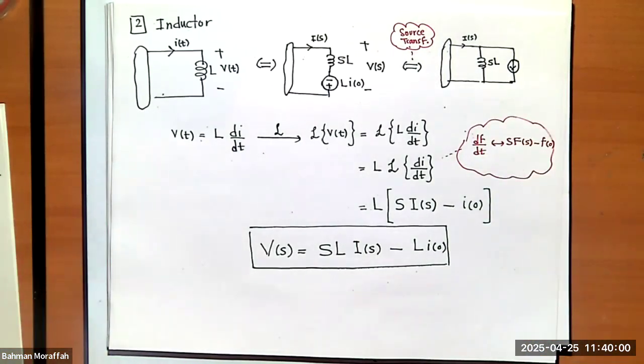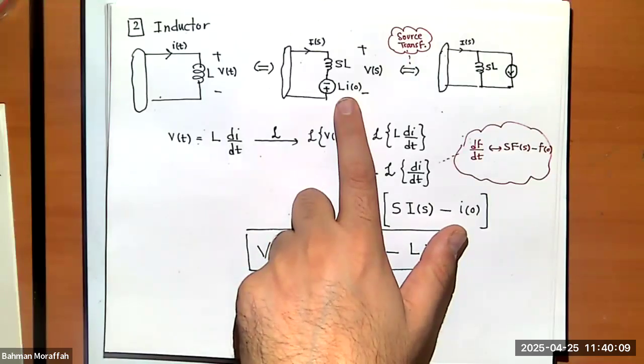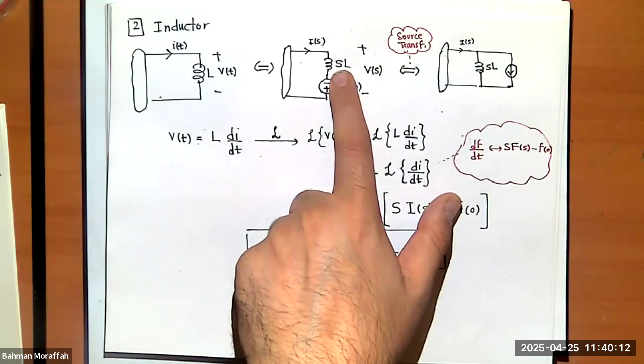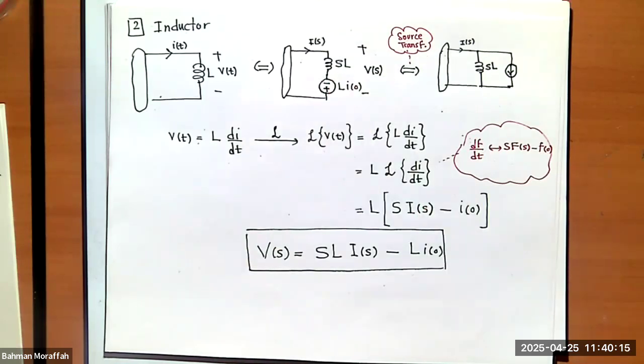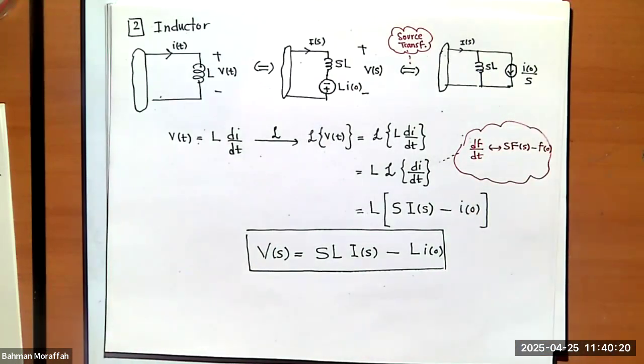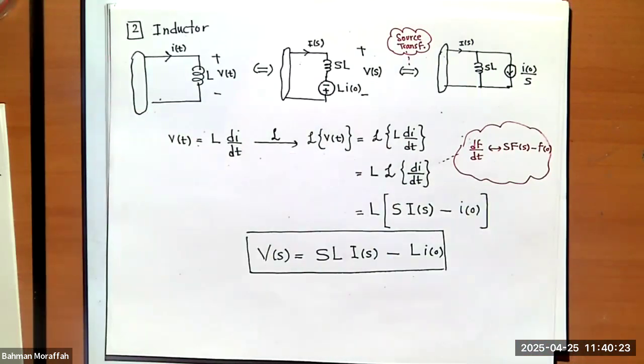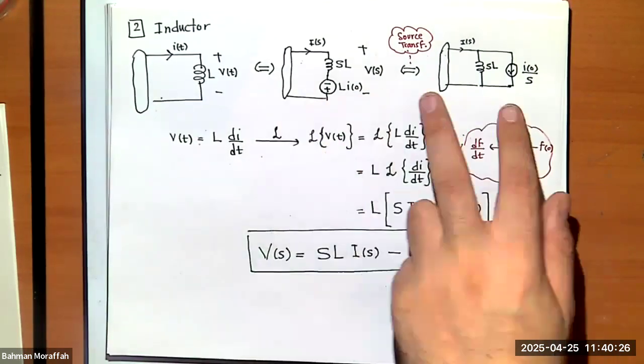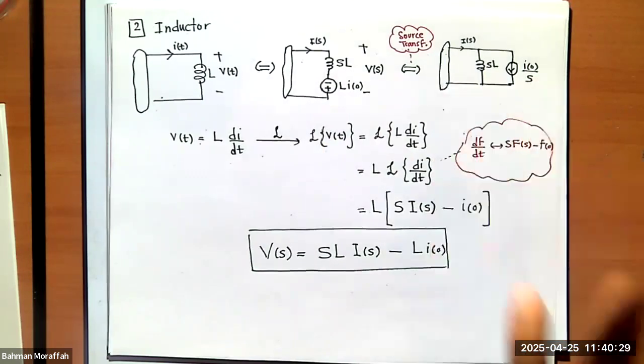What is the value of the current source? I equals V over R. What is V? It's L I naught divided by SL. L cancels, so it is I naught divided by S. So if I go from the time domain to the S domain, I can either replace it by this circuit or this circuit. Regardless, it is not just one SL. It's followed by some source, depending on if you want to leave it in parallel or series, current source or voltage source.